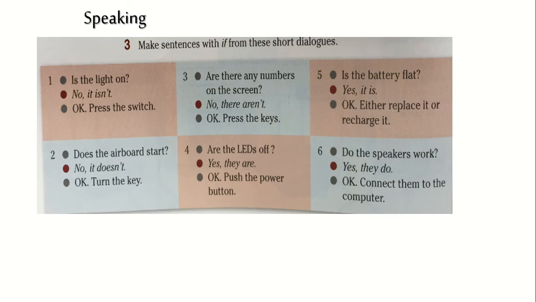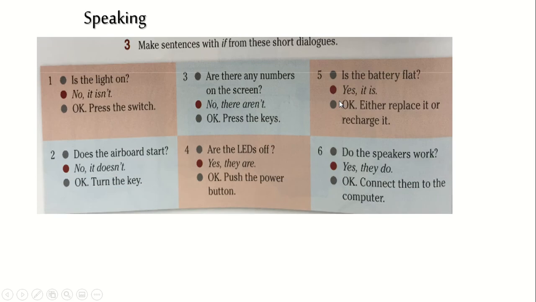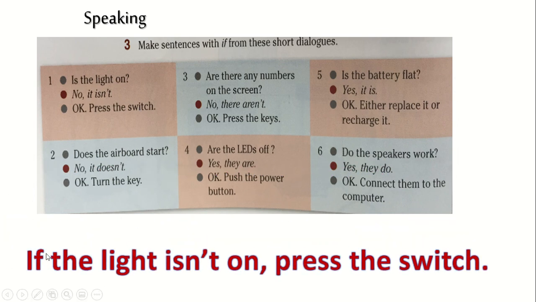Okay, now we're going to make sentences with if, like these ones, but based on the information or the short dialogues here. Let's look at the first one as an example. Here, is the light on? No, it isn't. Okay, press the switch. So we are going to use if, okay, the light is or isn't, we're going to use isn't. On, press the switch. Let's look at the answer. If the light isn't on, press the switch.